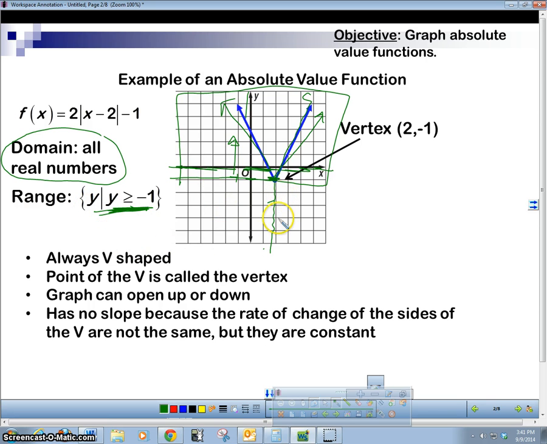Okay, so let me show you a trick here to graph these things. A couple of things. One, they're always going to be V-shaped. The point of the V is called the vertex. It could go either up or down, depending on if your slope is positive or negative. Well, not really slope. I use slope very loosely in this case. I'll tell you exactly why.